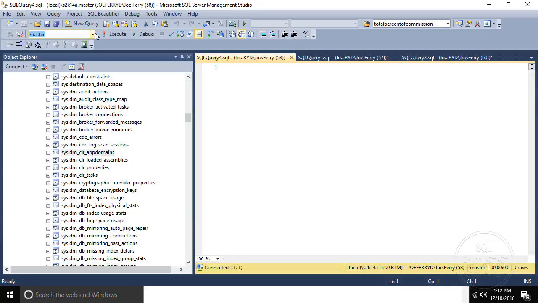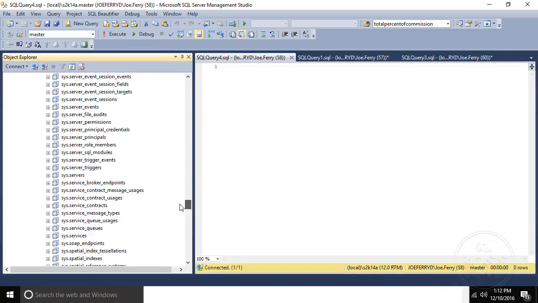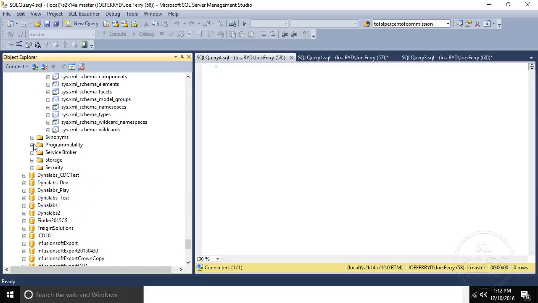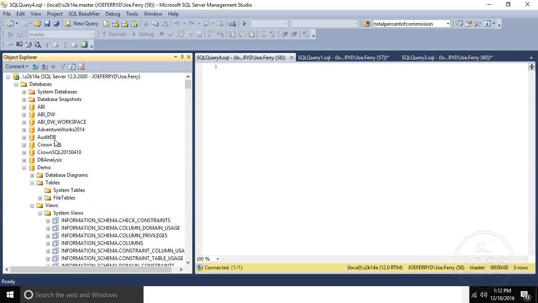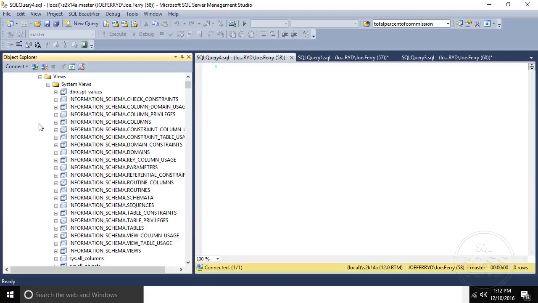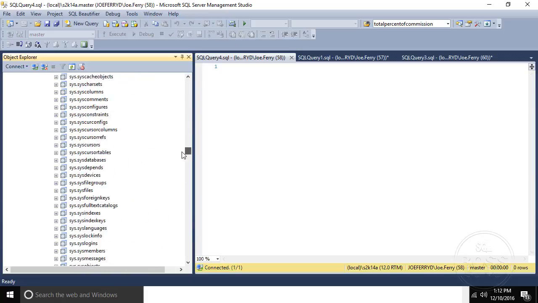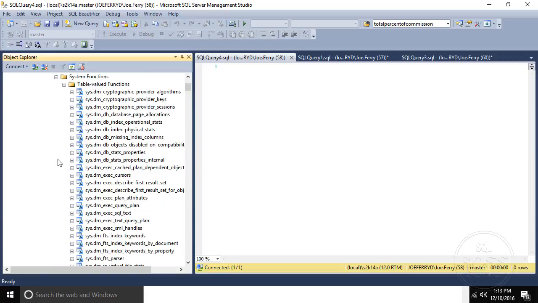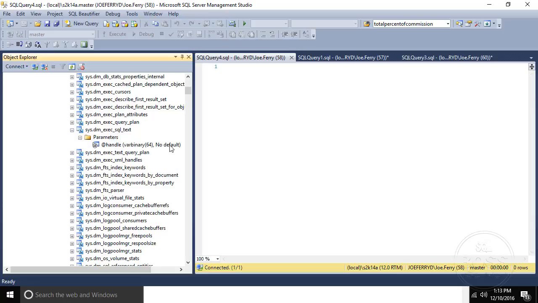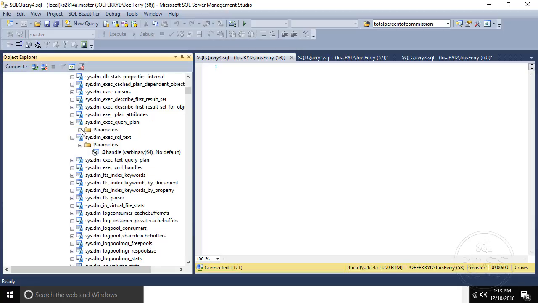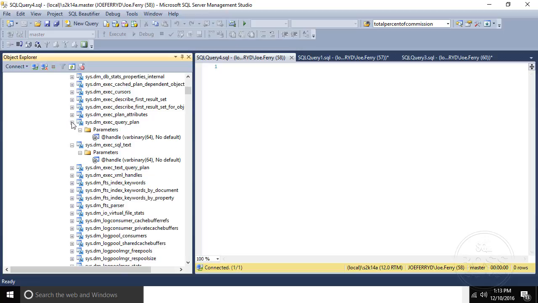There are also dynamic management functions, but you won't find them listed under views here, and you won't find them listed under the functions associated with a user database. They exist in one place, and that is in the master database. If we go to the master database and look at views, we'll see all the other views that are automatically added to other databases that we create. But if we look at table-valued functions in the master database, we'll see that there are functions that do not exist in user databases. They take parameters. Very often they'll say there is no default, but if you put null in for the value, you can still get some results.